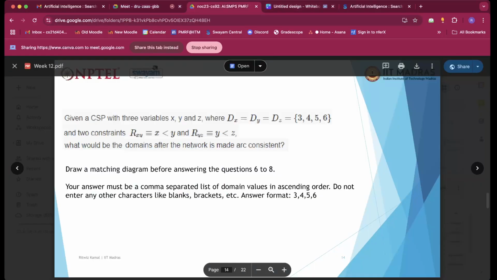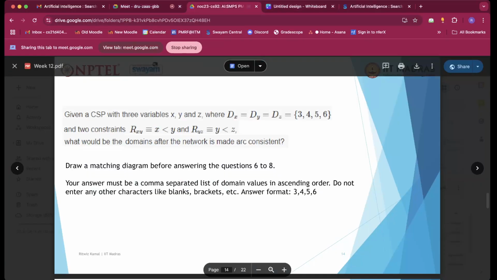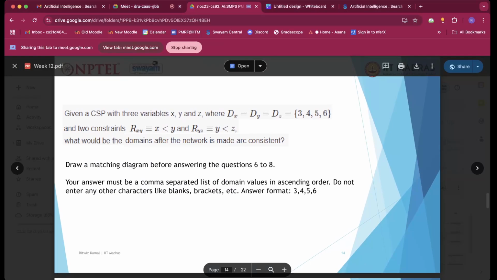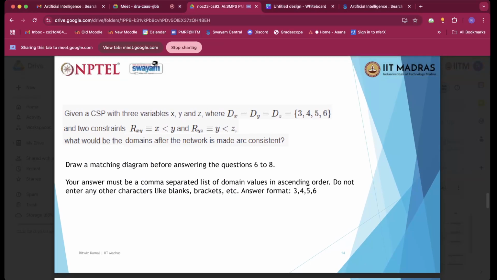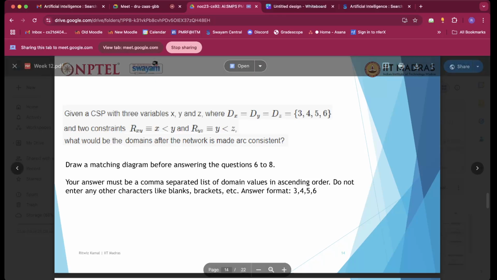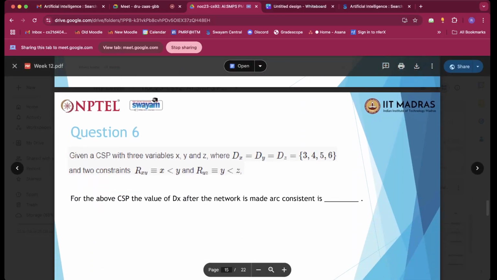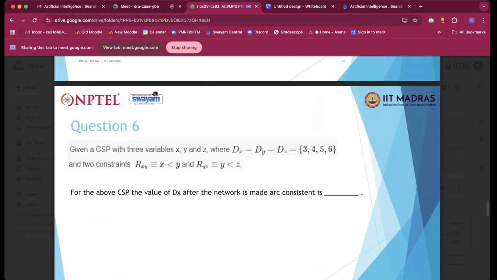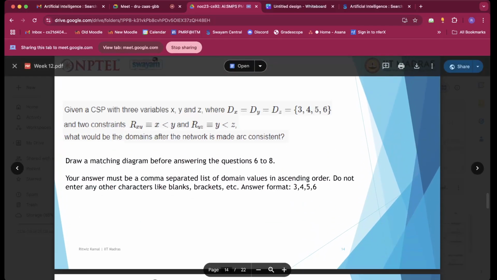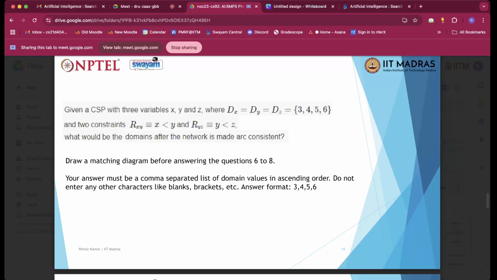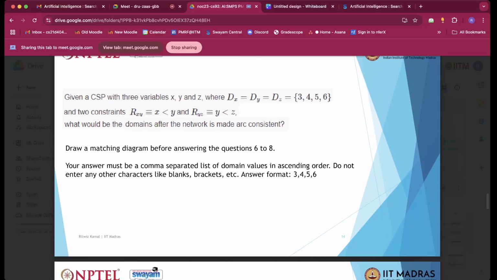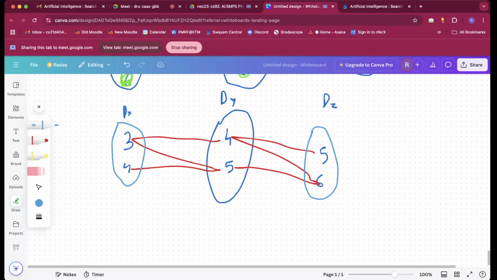Then let's move on to the questions that were given to us based on this problem setting, and we were asked what would be the domains after the network is made arc consistent. The answer would be that dx would be containing 3 and 4, dy would be containing 4 and 5, and dz would be containing 5 and 6.